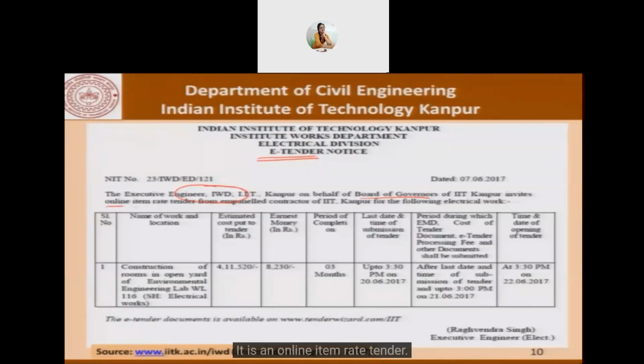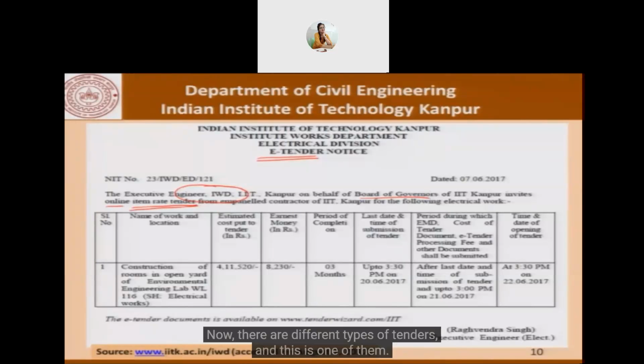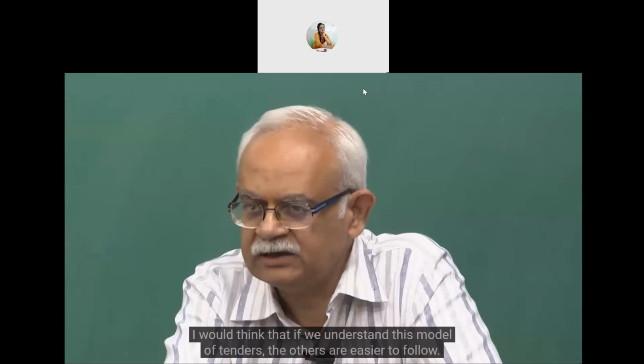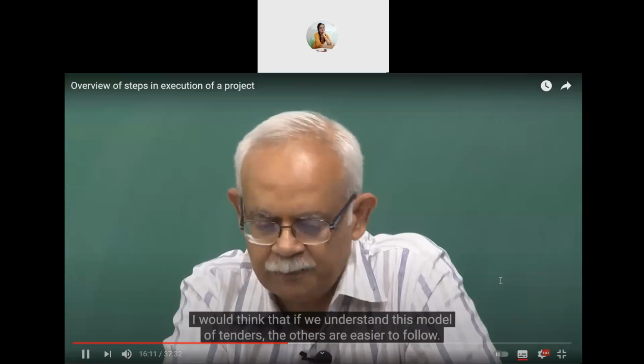It's an online item rate tender. Now, there are different types of tenders, and this is one of them. In fact, as far as this course is concerned, we will stick to this type of tenders because I would think that if we understand this model of tenders, the others are easier to follow.